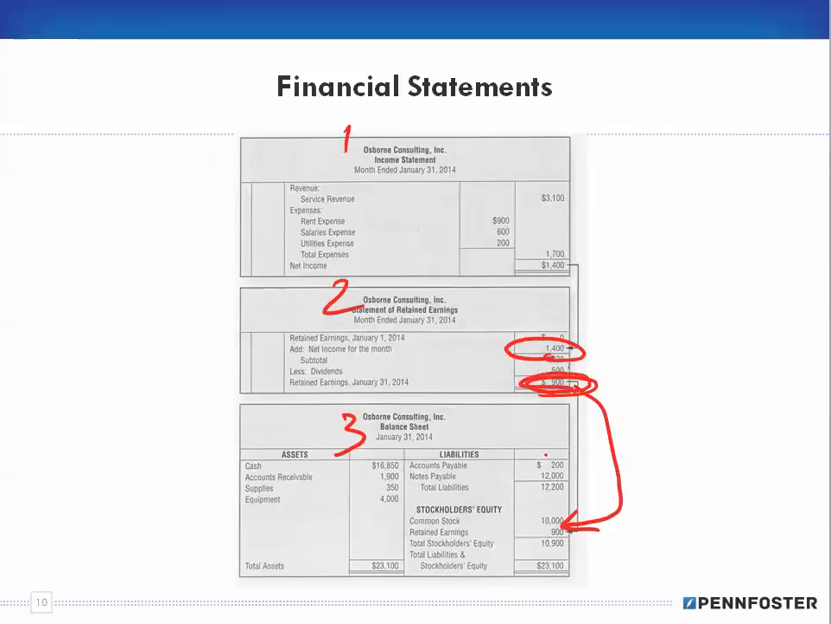So having that bit of information now allows us to be able to create our balance sheet, which is the subject for the next video.